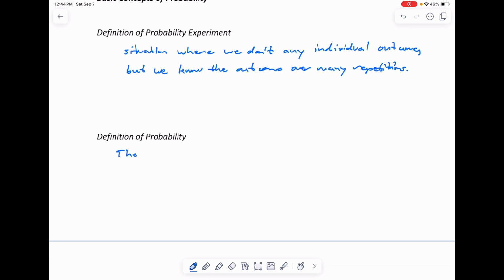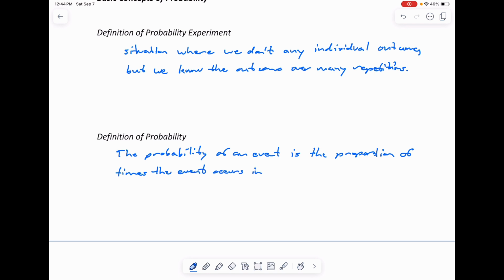And we'll define it this way. We'll say that the probability of an event is the proportion, just think fraction, decimal, percent, is the proportion of times the event occurs in the long run.